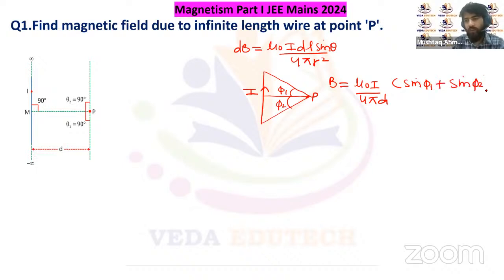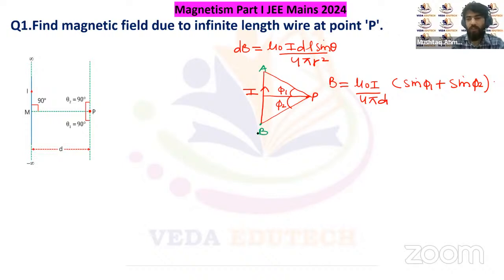So this is the general expression to calculate the magnetic field due to a current carrying wire at some point P, right? Where phi 1 is the angle subtended by the upper end of this wire with point P. Let me call this A and this is B, right?